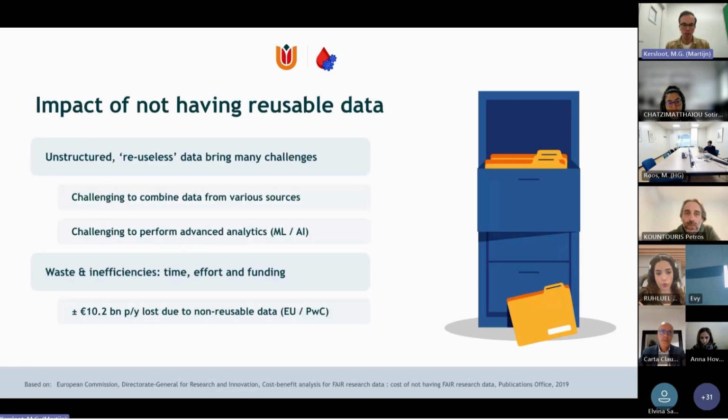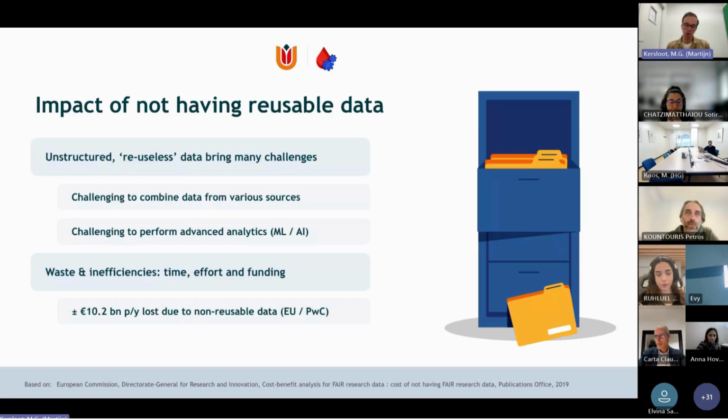But this has quite an impact. Not having reusable data, just reuseless data, data that is unstructured, brings many challenges. So it's challenging to combine data from various sources. If you want to combine your data with data from someone else, that's hard because your data, and maybe even their data, is not well described. So you don't really know if you can combine your data sets. But also if you want to do some advanced analytics on your data, for example using AI, using machine learning techniques, you should really know what the data mean. And that's really where the structure of the data comes in.